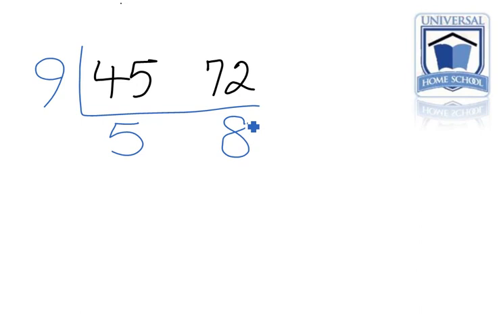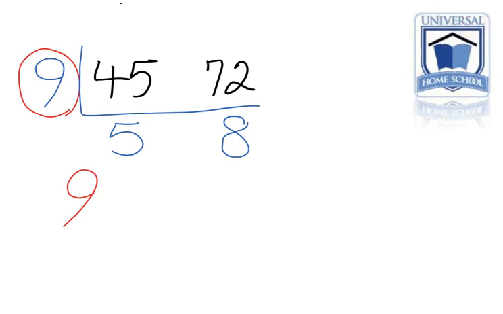So 5 and 8. Now, can we think of a number that can be divided equally into 5 and 8? Well, no. The only number I can think of is 1. So 9 stands alone. Therefore 9 is our greatest common factor. 9 is the greatest common factor of 45 and 72.